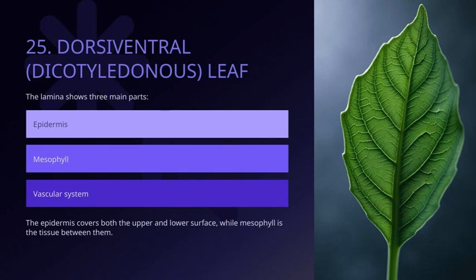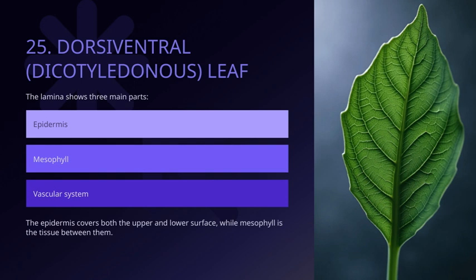The epidermis, which we've seen before, covers both the upper and lower surfaces of the leaf. It acts as a protective barrier, preventing water loss and offering some defense against pathogens. Between these 2 epidermal layers lies the mesophyll, which is the main tissue responsible for photosynthesis. It's where the magic of converting light into energy happens. Moving on, the vascular system is integrated within the leaf, providing essential transport of water, nutrients, and sugars.